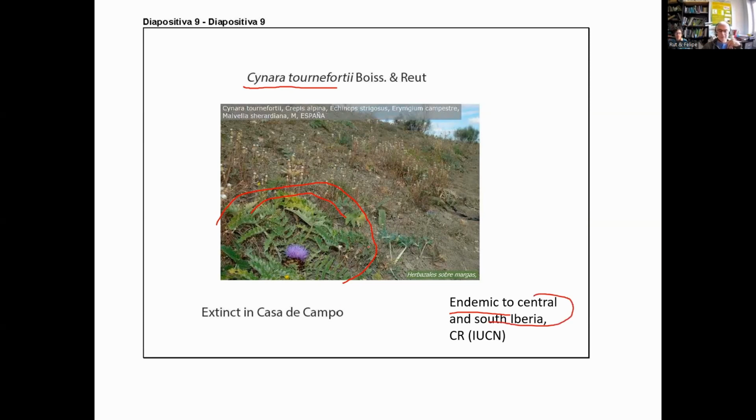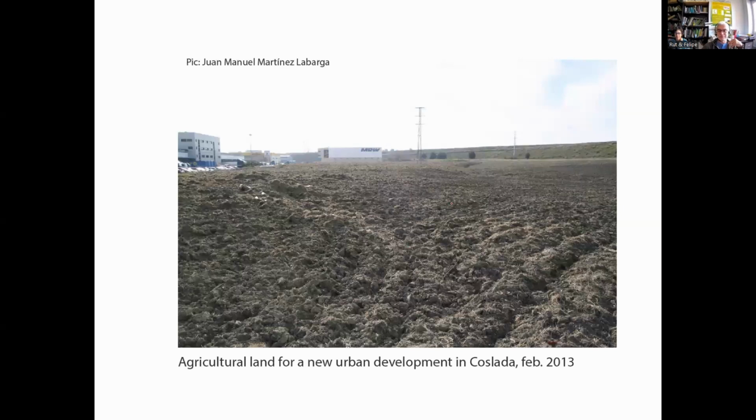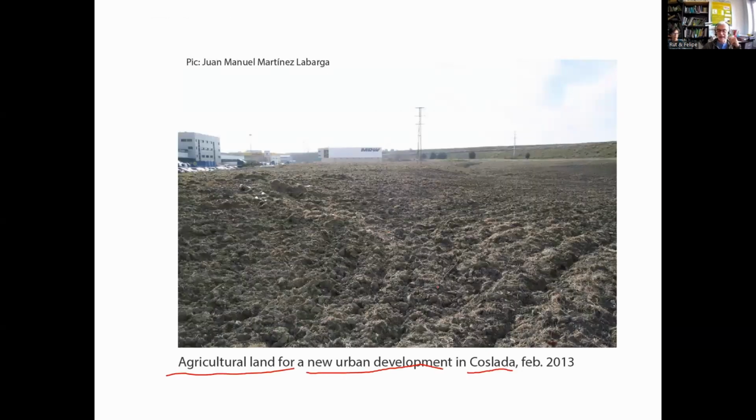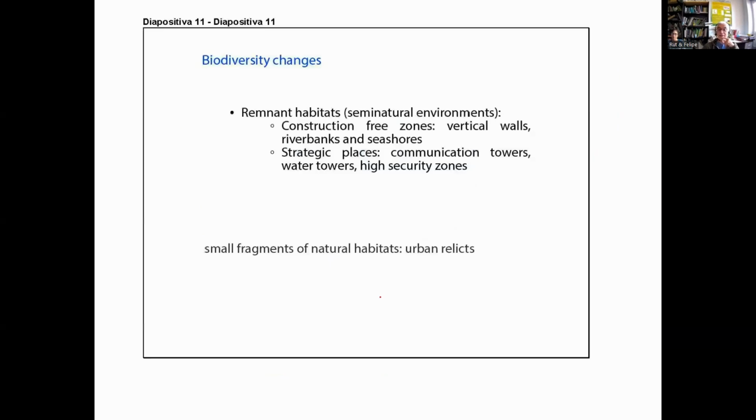One of them used to grow very close to the city on this land. The city council of Coslada, a small city close to Madrid, decided to turn this agricultural land into a new urban development. As a consequence, we lost this plant population. It's also a very endangered plant, critically endangered using the IUCN categories. So it's really a sad loss in the city.